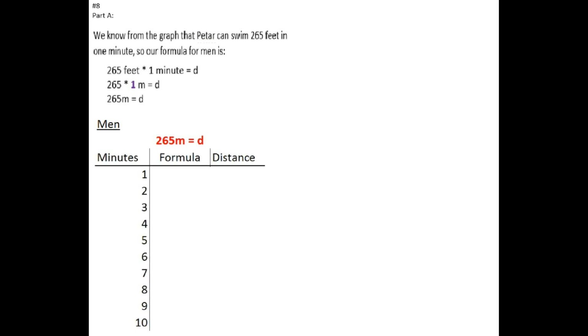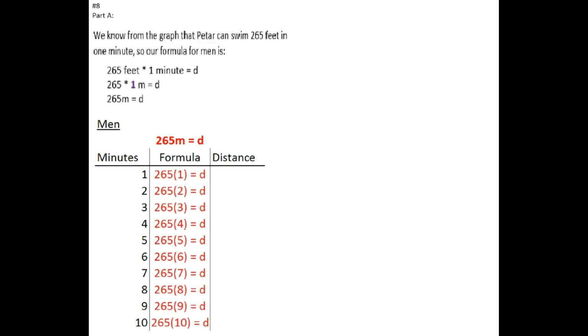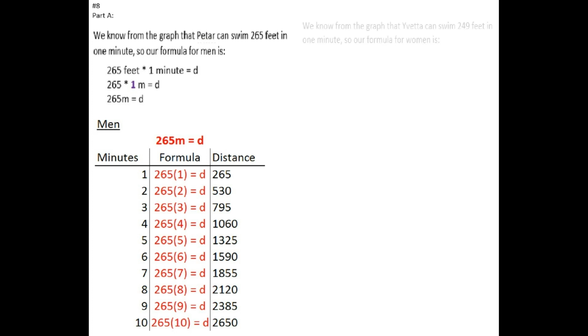And for our M, we're just going to plug in numbers 1, 2, 3, 4, 5, 6, 7, 8, 9, and 10 to figure out our distance, just like we have here for our formula. So 265 times 1 will give us 265. If you look at the bottom of the chart, we get all the way down to 10. 265 times 10 is 2,650.